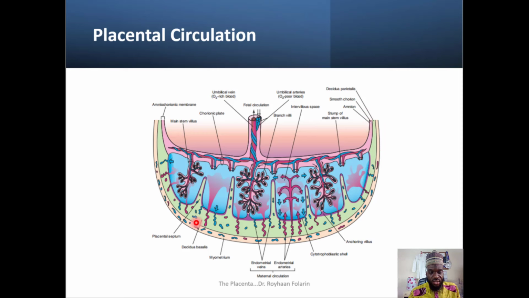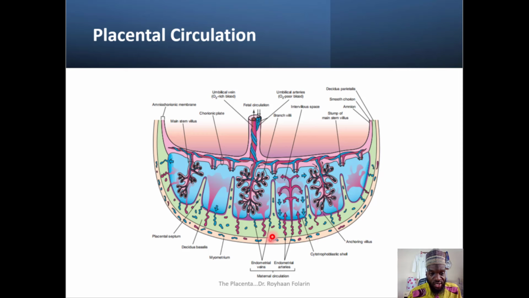Then you find it closely related as well to the decidua parietalis, then the amnion on the deepest side of it. So you have the chorion, you have the decidua parietalis, and over here you have the decidua basalis, because this is deep to the implantation site. And you have as well the fetal circulation coming up all around here.